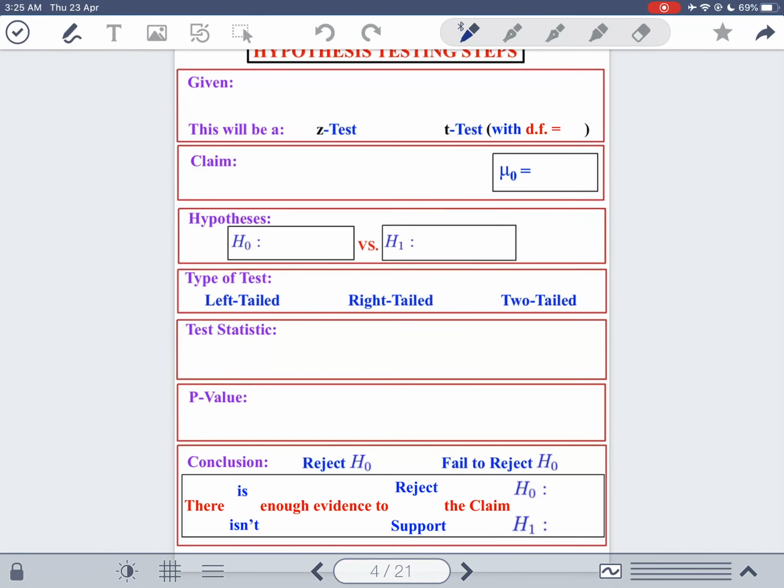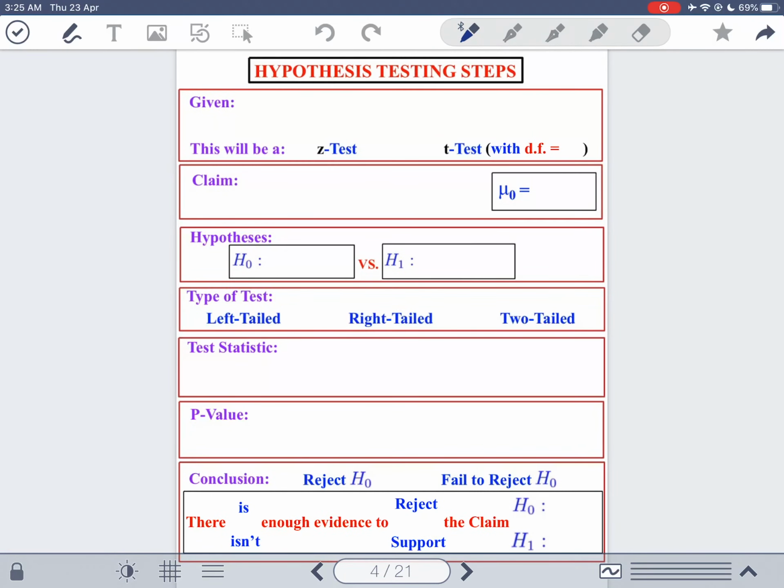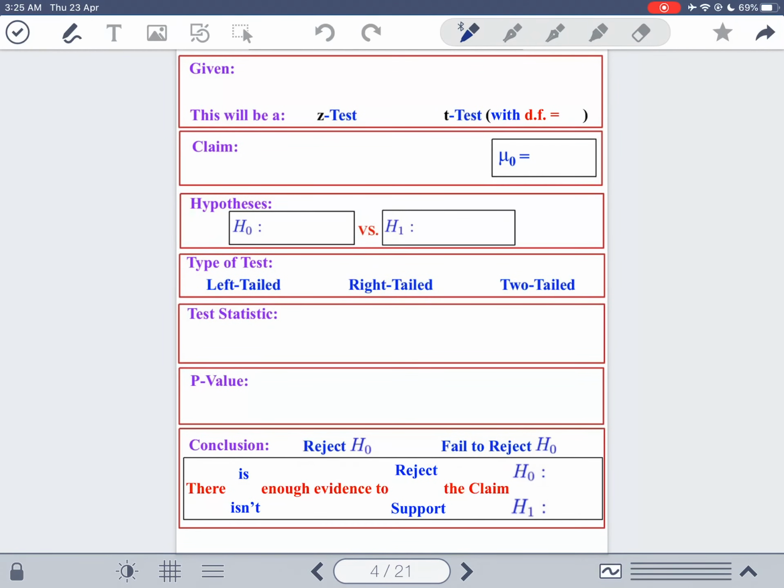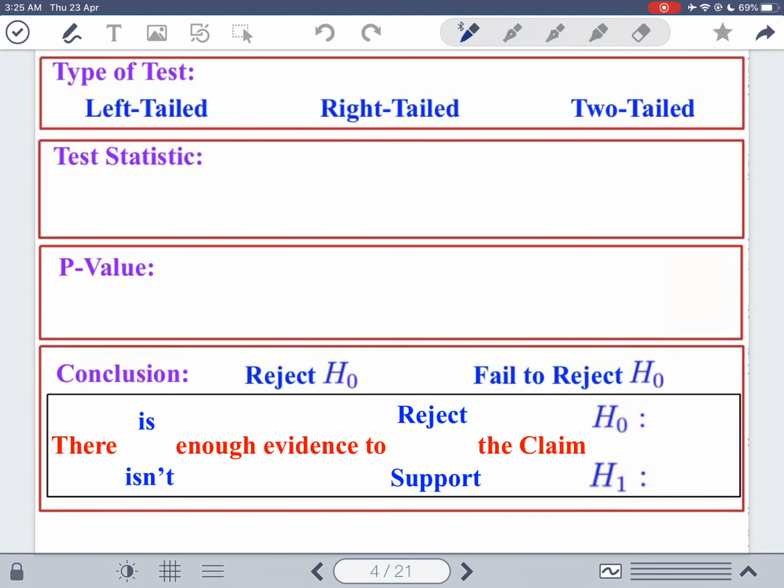Also, we prepared new hypothesis testing steps for you, in which maybe the only difference that you'll see is that when you have a t-test, just add "with degrees of freedom equal." It will just make it easier for you. And at the end, when you make the conclusion, we thought it would be better if we write the statement for you, and you always have to choose, for example, there is or isn't. So let's say there is, and then you say enough evidence to support or reject, but let's say you said support, and whenever you support, you take H1, the alternative hypothesis.